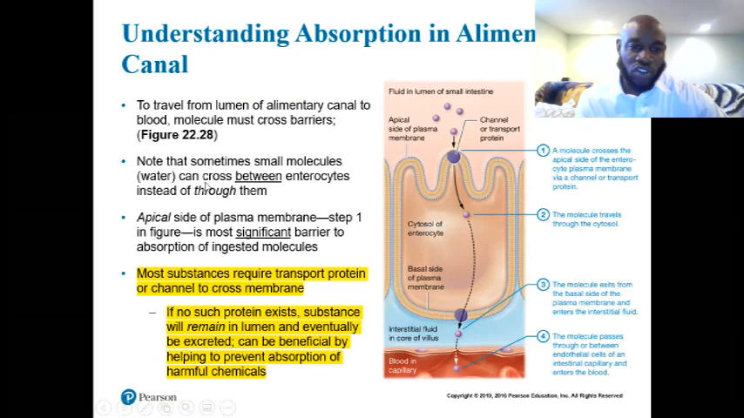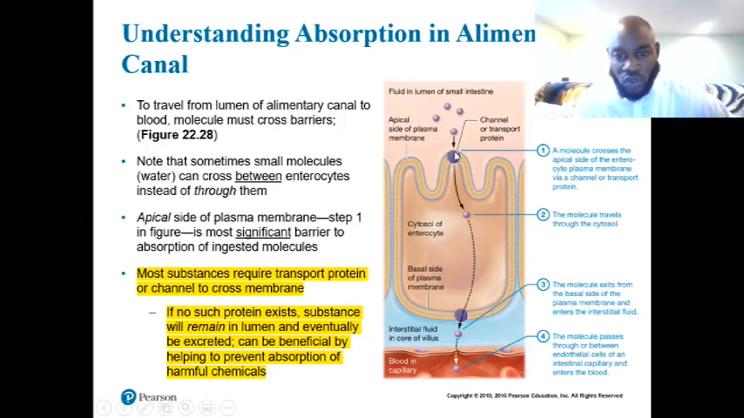Sometimes small molecules can cross between enterocytes. So this whole thing is the enterocyte. Some small molecules can pass in between, like H2O, water. The general idea is this: the apical side of the plasma membrane, step one in the figure, this side. So this is the inside of your small intestines.